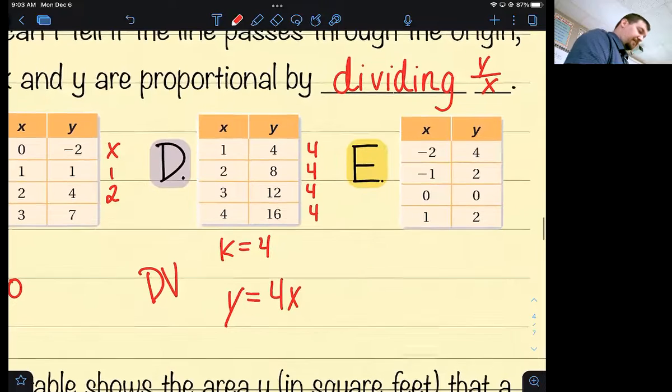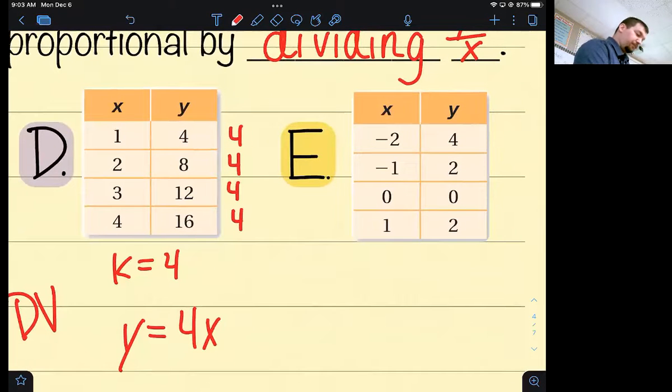All right. Last one. 4 divided by -2. -2. Now, by the way, if you do X divided by Y, you'll be able to tell if it's proportional or not, but it won't give you the right K value. So make sure you're doing Y first when you're dividing. What's 2 divided by -1? -2. Can't do 0 divided by 0, but good thing it goes through the origin. That has to happen, right? So that's good. What's 2 divided by 1?